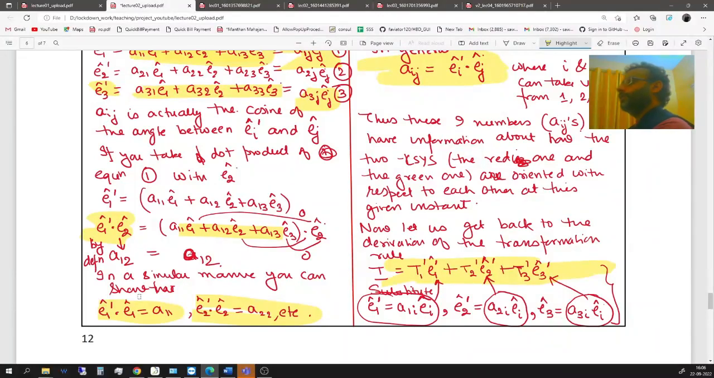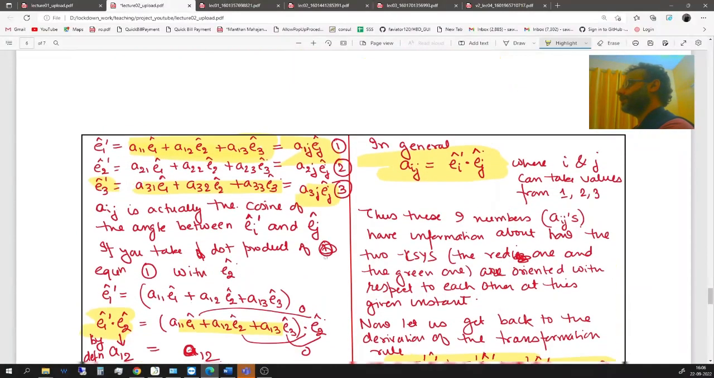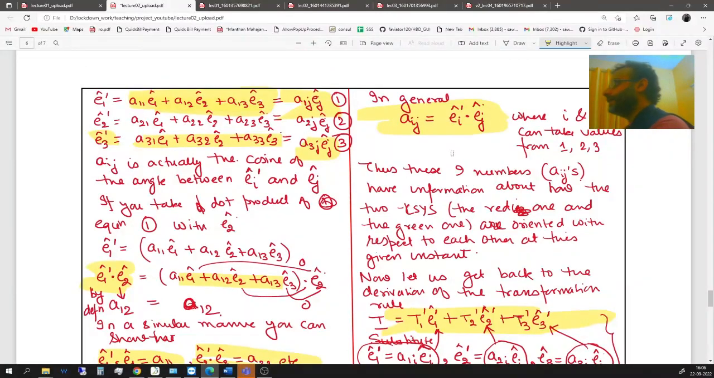Okay, so in that way we can also show that E1 prime dot E1 will be A11 and E2 prime dot E2 will be A22, etc. And in general, you can write that Aij will be equal to Ei prime dot Ej, where i and j can take values 1 or 2 or 3.